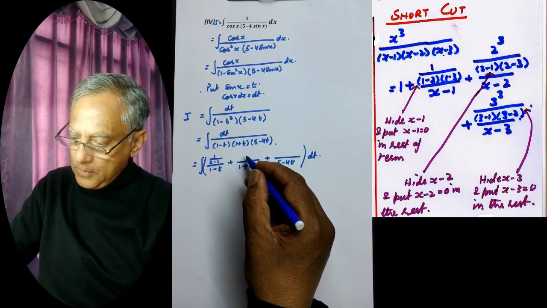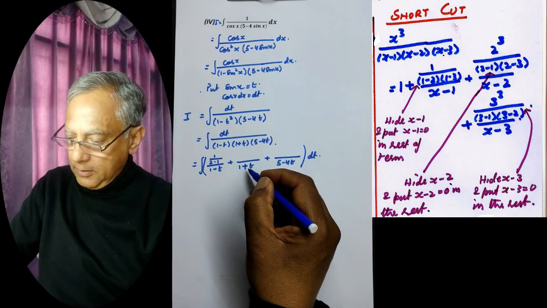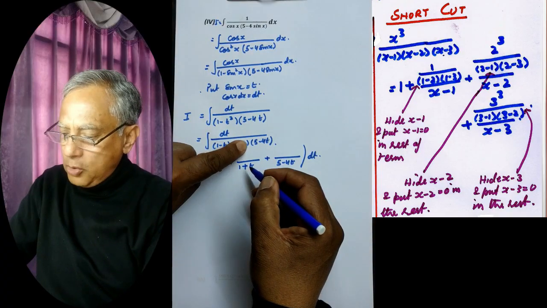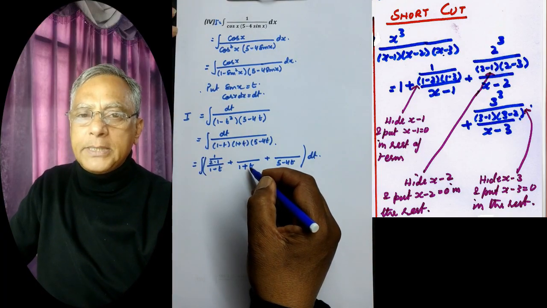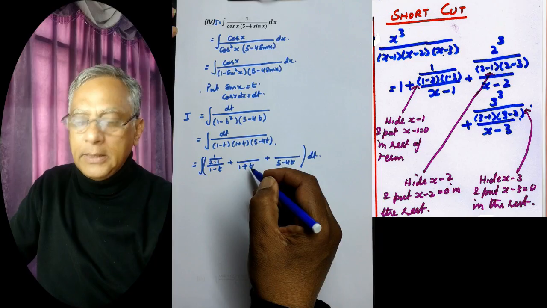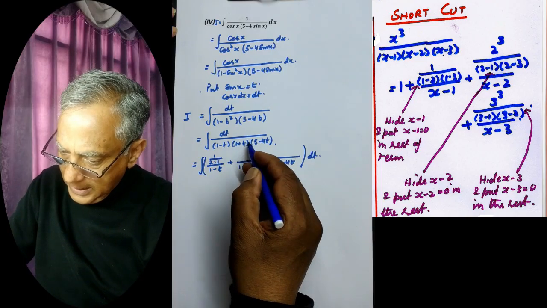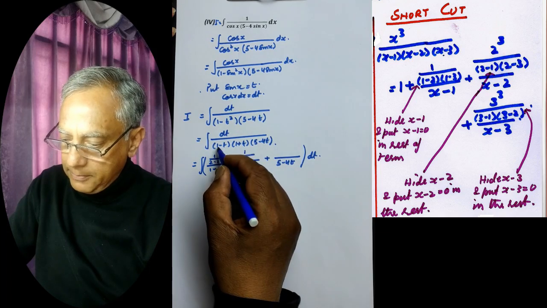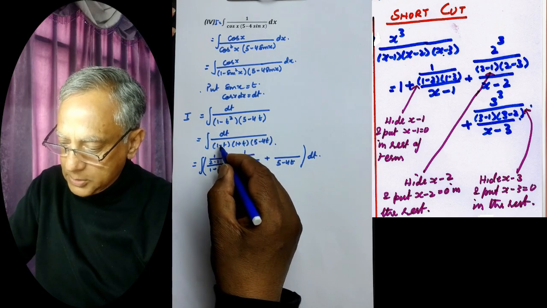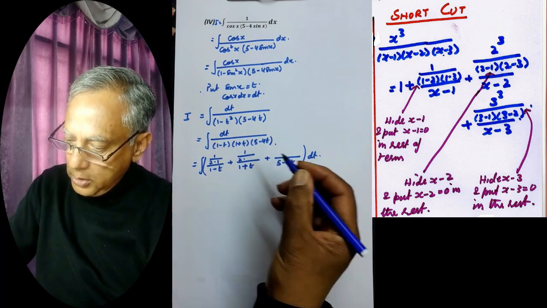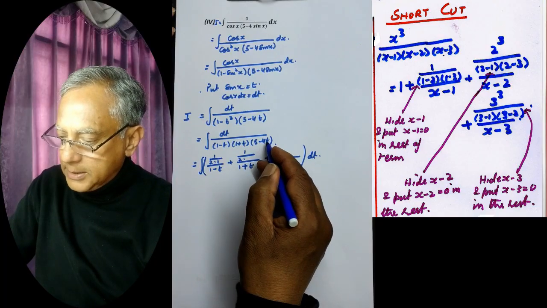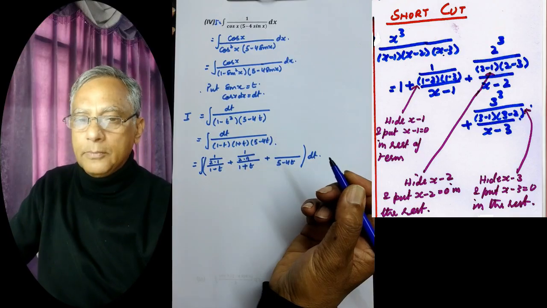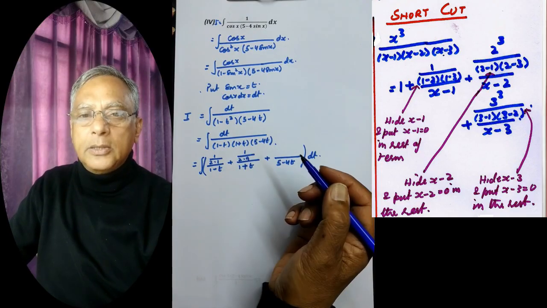Now next is 1 plus t. Hide this and put 1 plus t equal to 0. That is t equal to minus 1. So hide this and put t equal to minus 1 in the rest. So this will be minus minus plus, 1 plus 1 is 2. With t equal to minus 1, minus minus plus, so 5 plus 4 will be 9. We get the value of this constant.